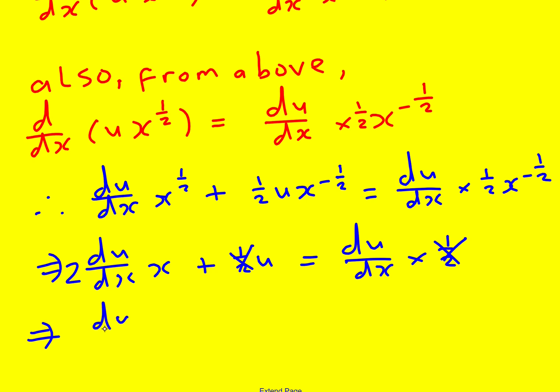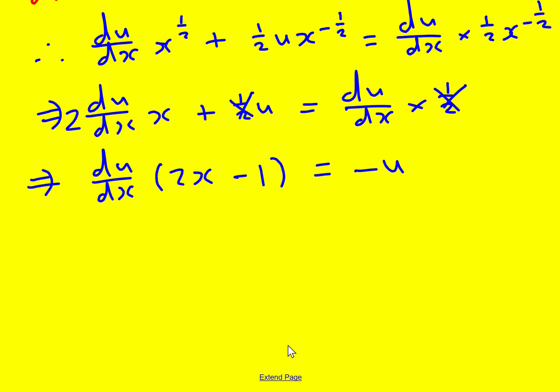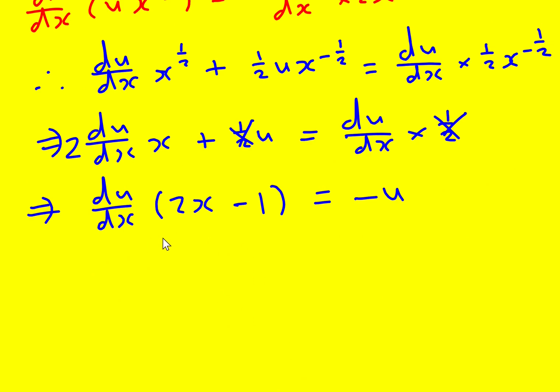Now if I rearrange this, I'm going to get du by dx and factorize that out. Subtract this from both sides. So it's going to be 2x minus 1, and then I'm going to get minus u over here. And we've got a differential equation essentially. So to deal with this, we need to integrate. However, we need to use separation of variables to be able to deal with this.